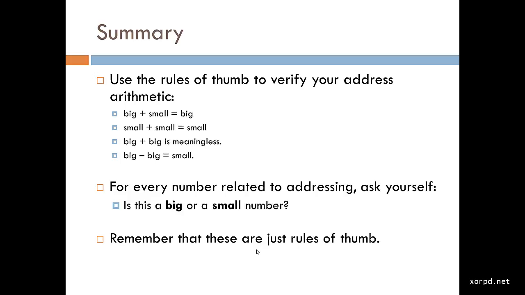A final note, remember that these are just rules of thumb. This is not how you build your programs, but if you are, for example, a bit tired when you read some code, you can always use those rules of thumb to make sure that you understand what you see. You can also use those rules of thumb as a sanity check to look at your code and make sure that you write meaningful things. If you see, for example, that accidentally you add something big with something big, you should expect that something bad is going to happen, because big plus big has no meaning in the realm of addressing.